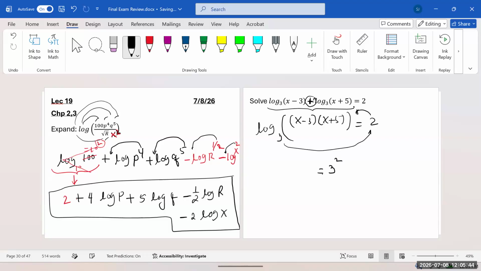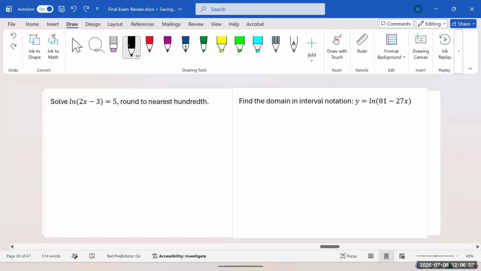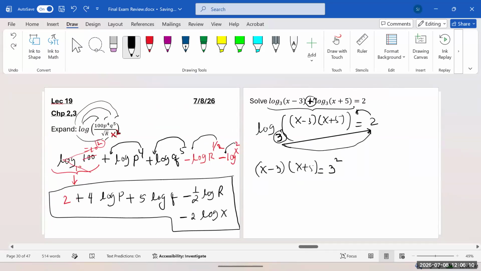3 gets 2 as a power, and we set that equal to x minus 3 times x plus 5. I remember this as a cycle. Our cycle starts from the base of the log. 3 gets the right side of the equal sign as a power. Right side as a power. And then we set that thing equal to the argument. And then we do FOILing.